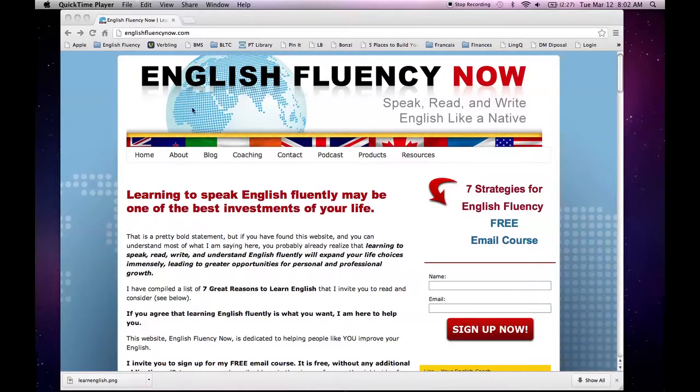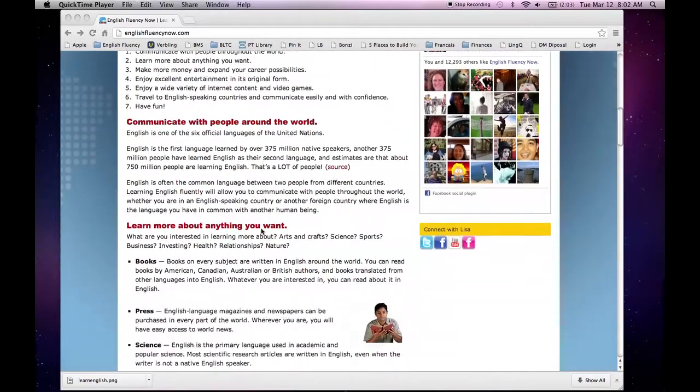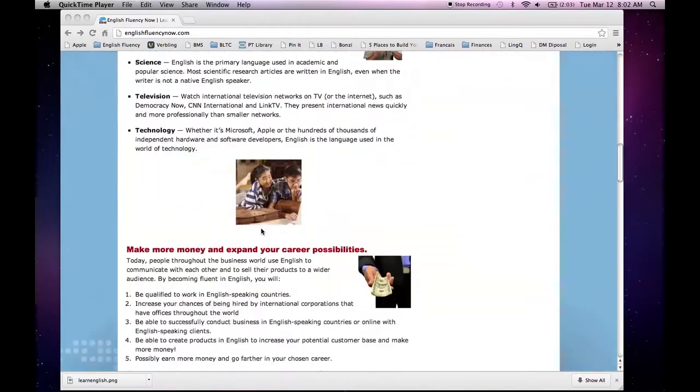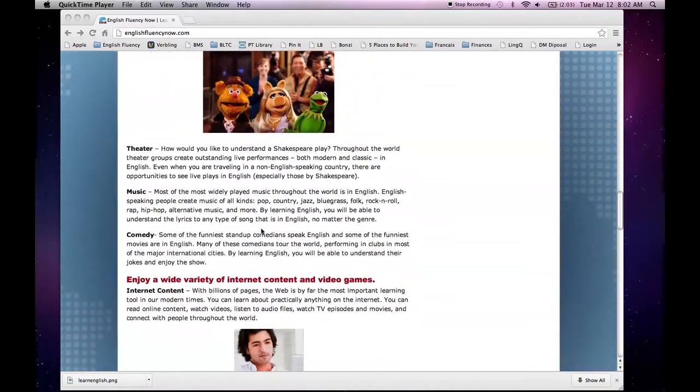So as you can see on the screen, we are at the English Fluency Now website on the home page, and just a little bit about how to navigate through the website. The home page here will give you lots of good ideas about learning language and the reason why you might be wanting to learn English.